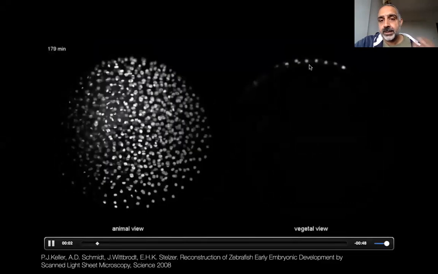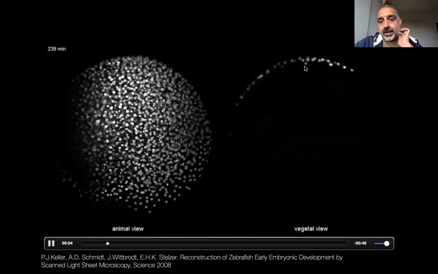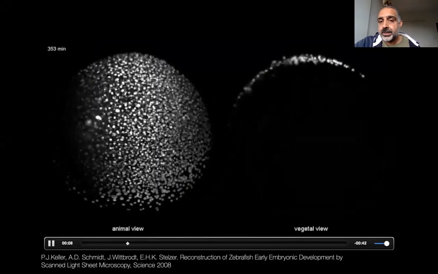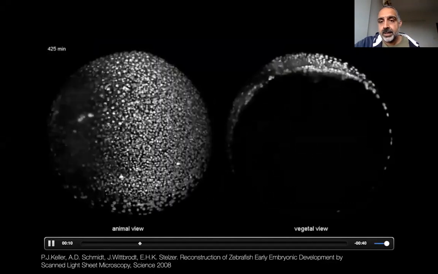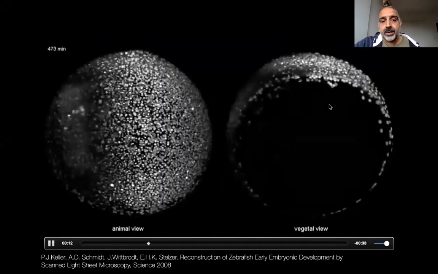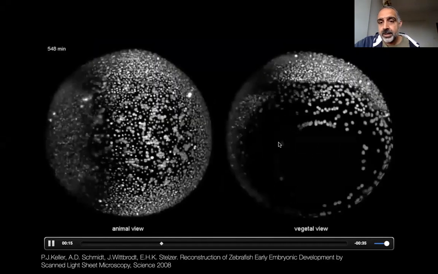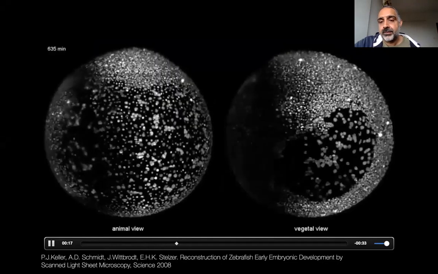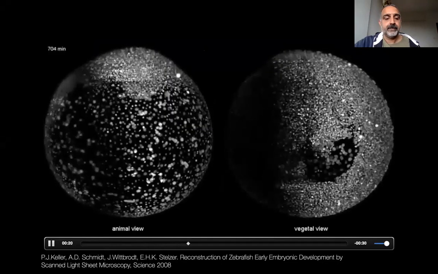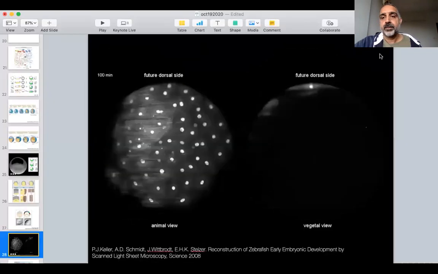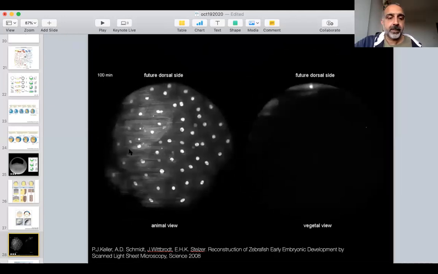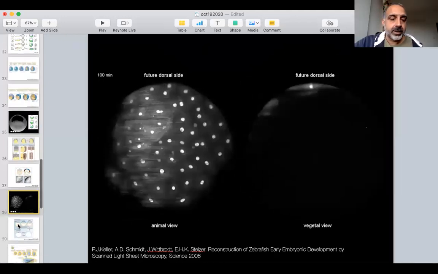Okay, you can probably see this much more clearly in this movie. Let's look at this view, and you can start seeing now the cells starting to undergo epiboly here, and now you can see them here, and then they'll start to invaginate and then form the embryo. Okay, any questions here?